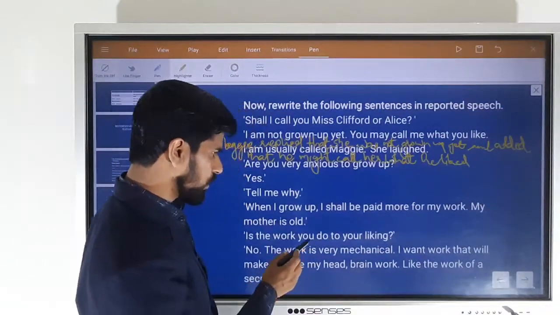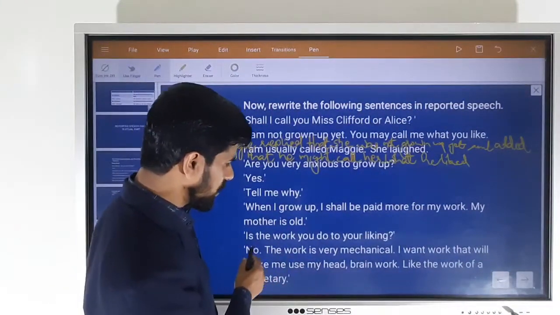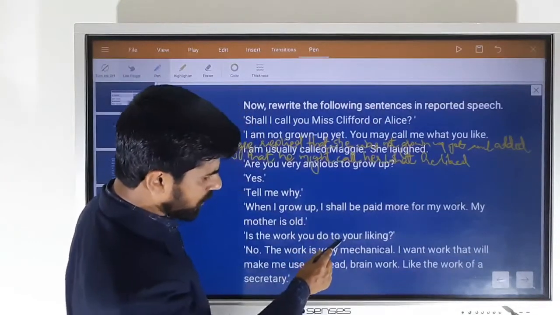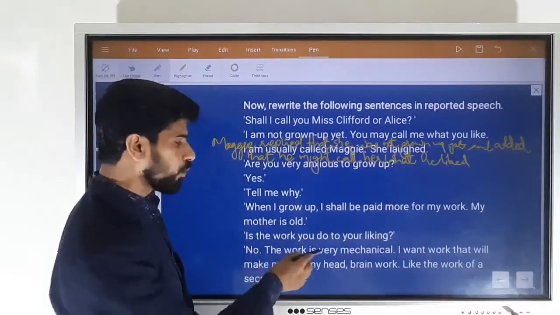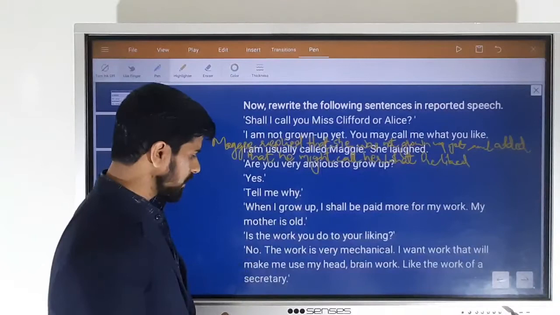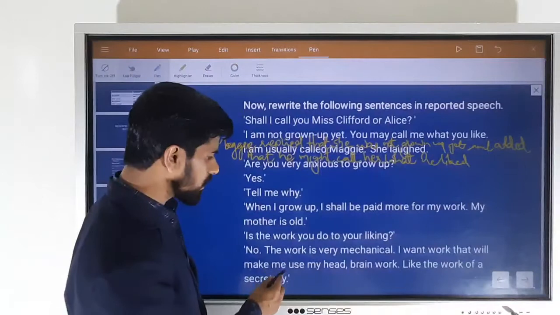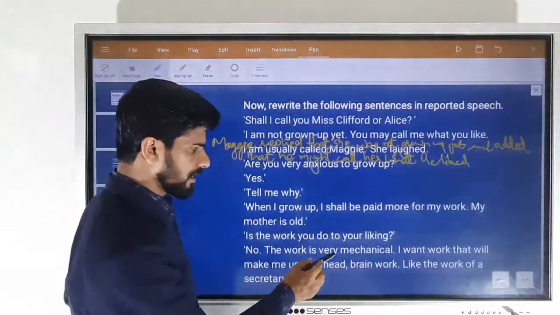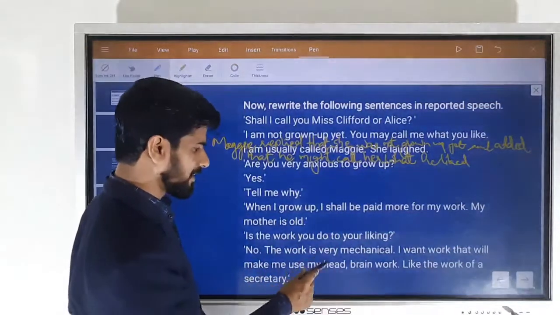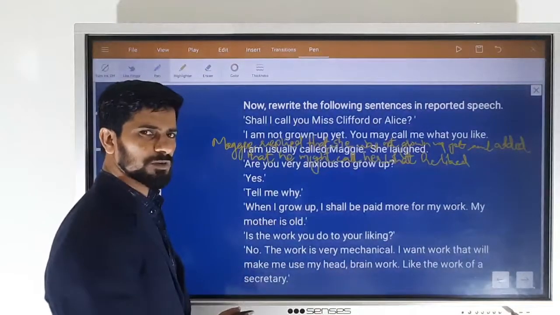Is the work you do to your liking? Gupta again asked if the work she did was to her liking. She answered in the negative. She answered negatively, or she denied, and added that the work was very mechanical and she wanted work that would make her use her head. Brain work, like the work of a secretary. That's how you can convert the sentence.